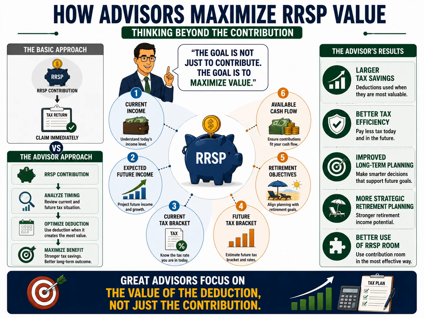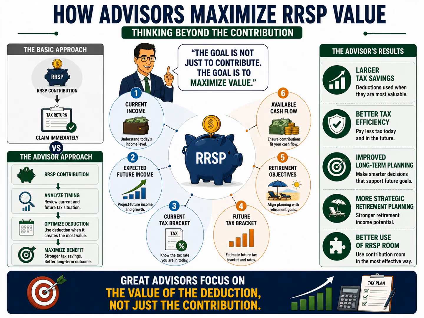The third factor is the current tax bracket. As we discussed earlier, the value of an RRSP deduction depends heavily on the tax rate being reduced. Understanding today's marginal tax rate helps determine how valuable a deduction may be right now. The fourth factor is the future tax bracket. If future income is expected to be substantially higher, a deduction may become even more valuable in a future year. This is why advisors often compare today's tax situation with tomorrow's potential tax situation before making recommendations.